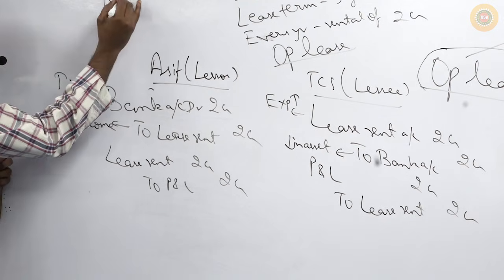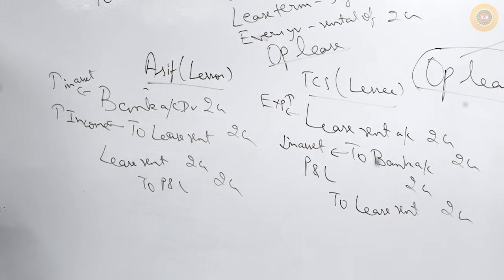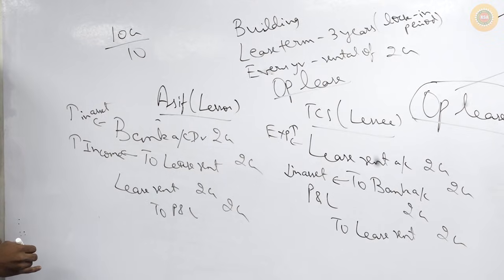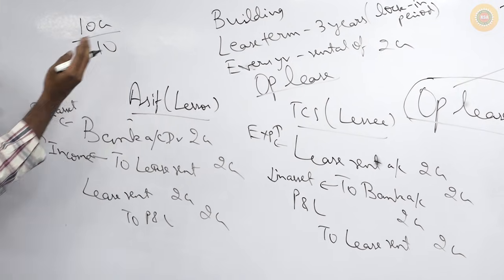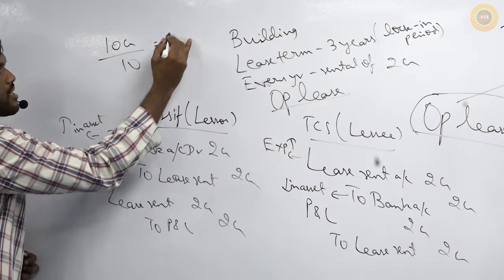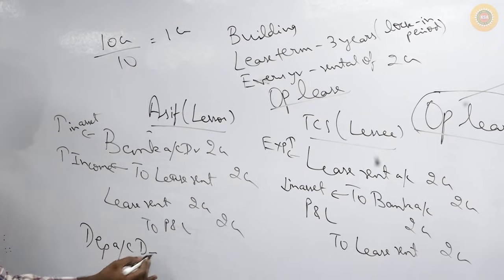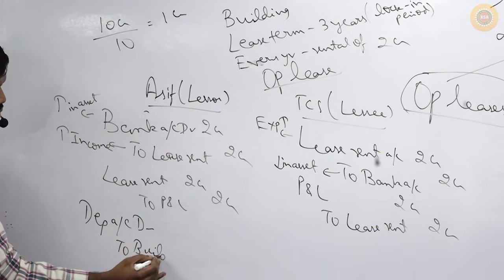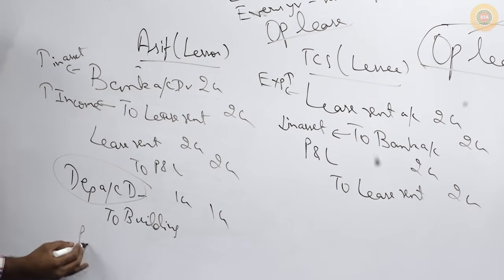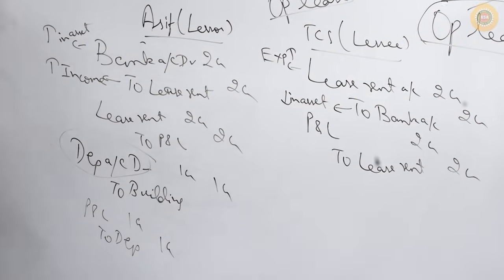And the building is worth 10 crores. Asif has to depreciate that. Assume for this building of 10 crores the useful life is 10 years. The lease term is 3 years, but the useful life can be anything. Useful life is 10 years. So how much will be the depreciation per annum? 1 crore. So depreciation account debit to building account 1 crore. This 1 crore will be closed and transferred to P&L. So P&L account debit to depreciation account 1 crore.